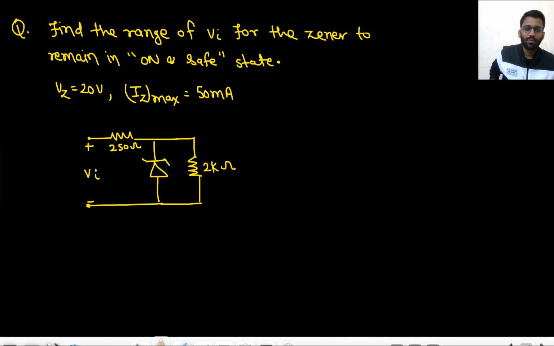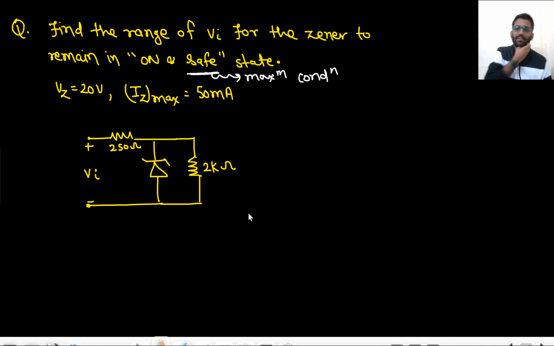Okay, let's move on to the next problem. Find the voltage range of Vin for the Zener to remain on and safe. On and safe. Safe means maximum condition.